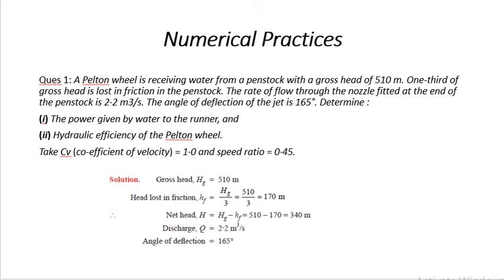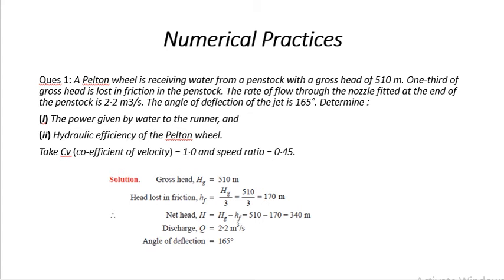Now we will discuss a numerical on the Pelton wheel. A Pelton wheel is receiving water from a penstock with a gross head of 510 meters. 1/3 of the gross head is lost in friction in the penstock. The rate of flow through the nozzle fitted at the end of the penstock is 2.2 meter cube per second. The angle of deflection is 165 degrees. Determine the power given by water to the runner and the hydraulic efficiency of the Pelton wheel. Coefficient of velocity is 1 and speed ratio is 0.45.